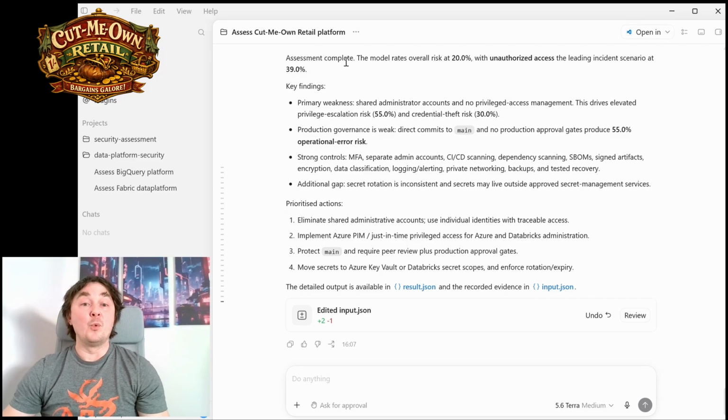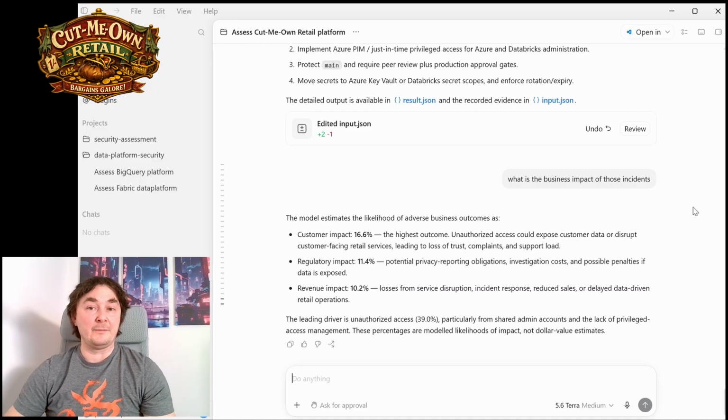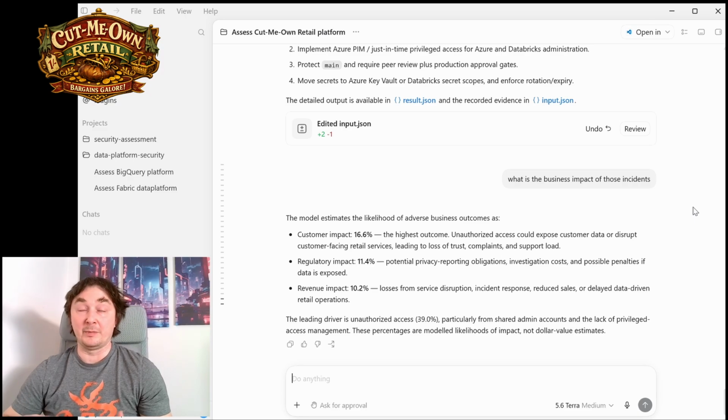Well, once again, what we know, and their prioritized actions, is to eliminate shared accounts and use individual identities, implement PIM, or just-in-time privileged access management for Databricks, protect main, and move all of the secrets to a central place to enforce the rotation.